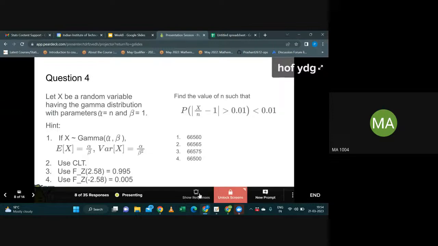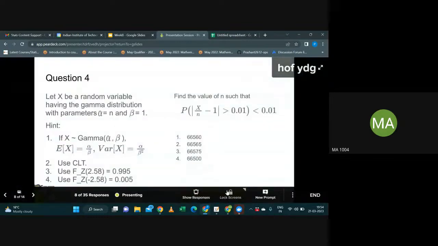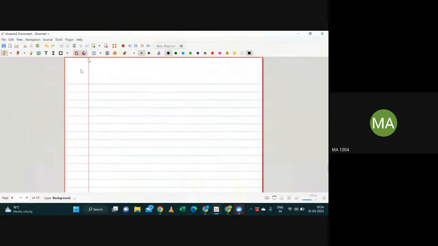Okay, let me see the responses from your sides. 4 people are saying option B, 2 are saying option A, and 2 are saying option D. So we have to find the value of n such that this holds. The question is the same. The only difference is we have to do it with the help of CLT, not with the weak law of large numbers.